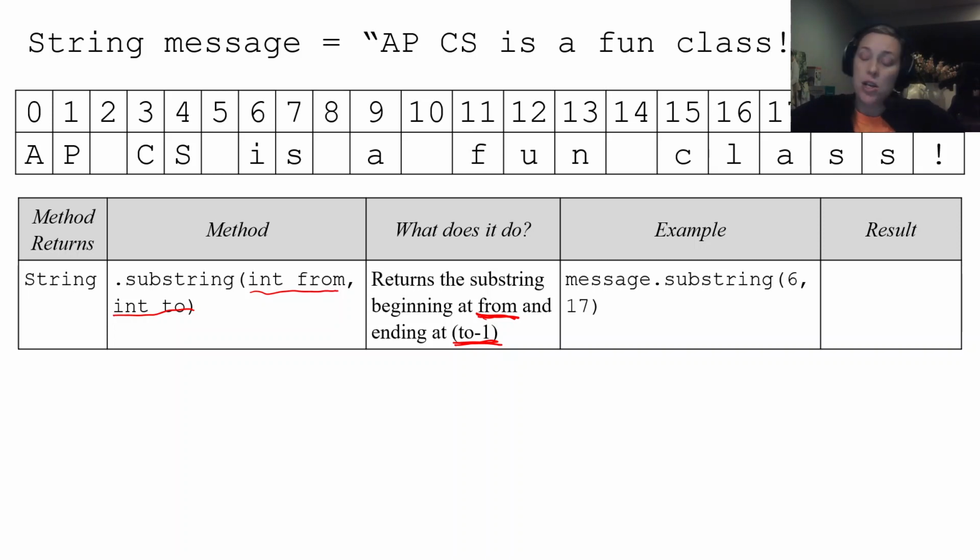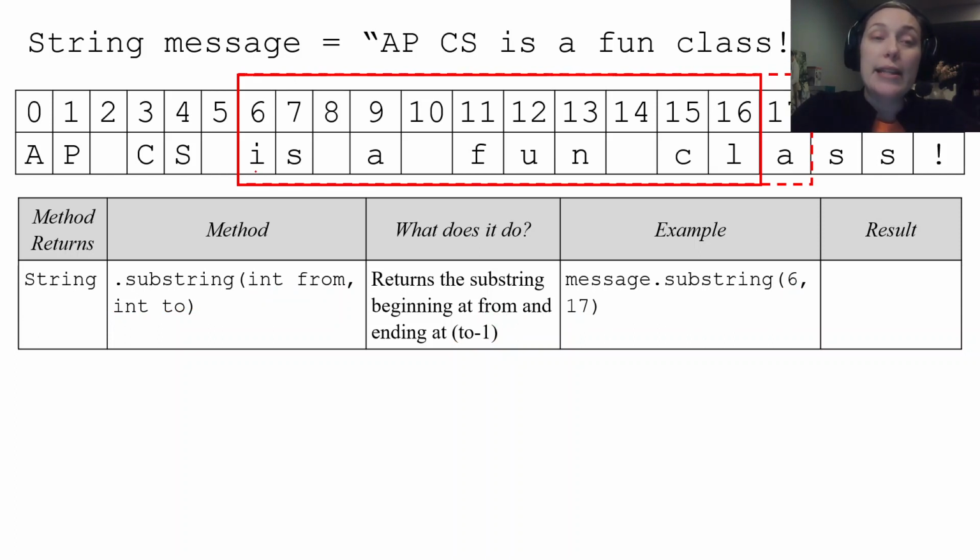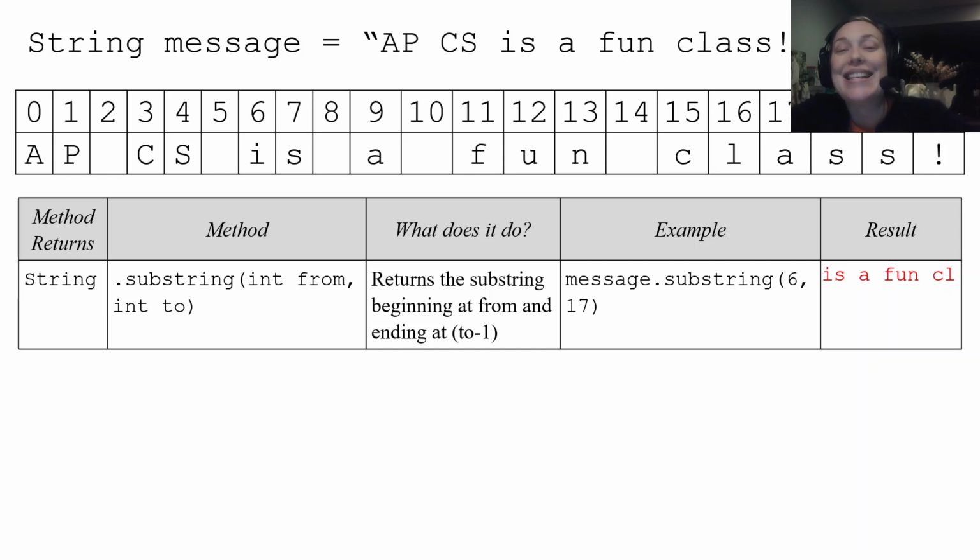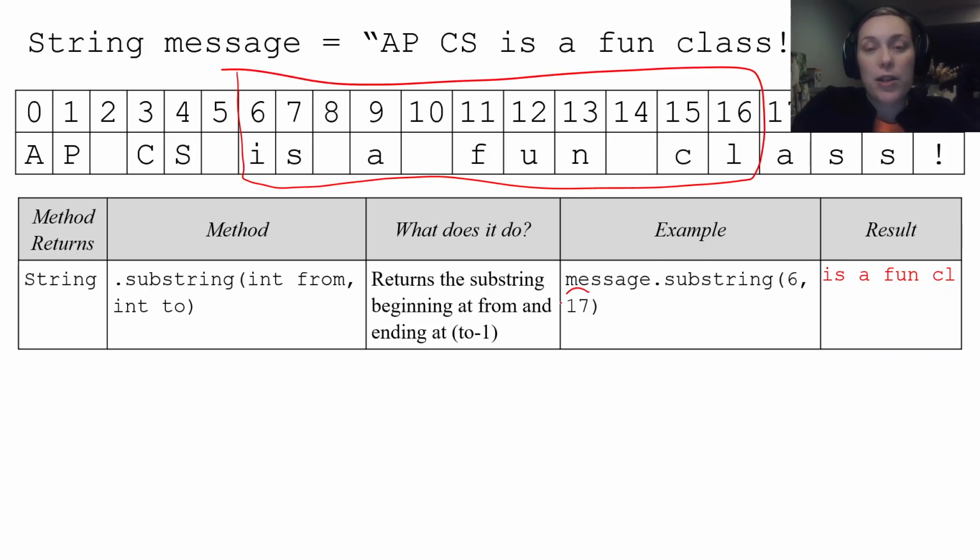Now, when I say from to minus 1, it's easiest to describe with an example. Let's say I have message.substring 6, comma 17. So those are two integers, 6 to 17. Well, 6 starts at the lowercase i, and 17 goes up to the a. But the substring goes up to, but not including, that last index, which means it actually reports back from 6 to 16. That's the to minus 1, so 17 minus 1 is 16, and that's the index it goes up to. So this method returns a string, a substring, a portion of the larger string.